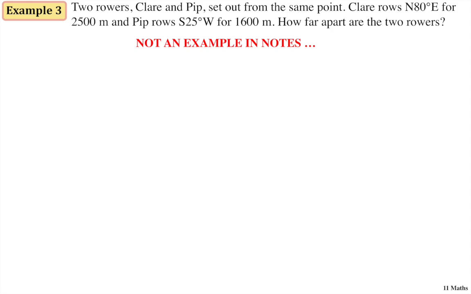Righto, one bonus question. This is not in your notes. Two rowers, Claire and Pip, set out from the same point. Claire rows north 80 degrees east for 2,500 metres, then Pip rows south 25 degrees west for 1,600 metres. How far apart are the rowers?